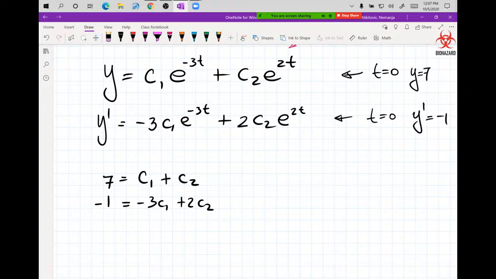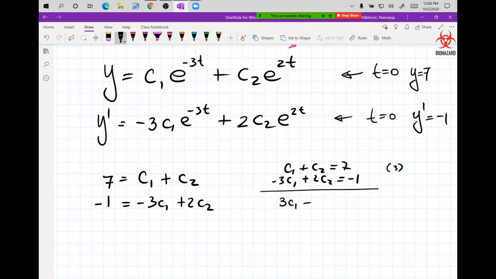Whatever witchcraft you can pull off, no one cares what you're going to use. Elimination, substitution, guess and check method, matrix, literally anything, because this is your pre-calculus and elementary algebra, right? So you have your C1 plus C2 equals 7, and -3C1 plus 2C2 equals -1. Solve it any way you know. Probably most of you multiplied the top equation by 3, right? To kill C1. That made this 7 into 21. That's okay. I mean, you can deal with it.